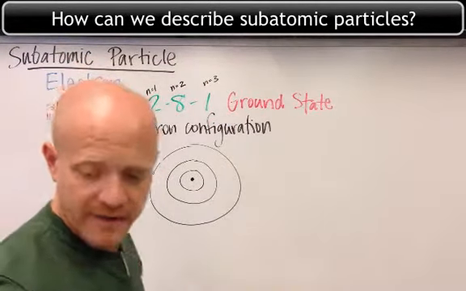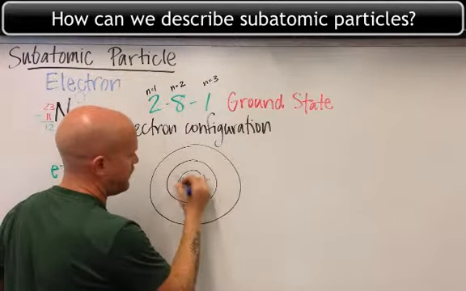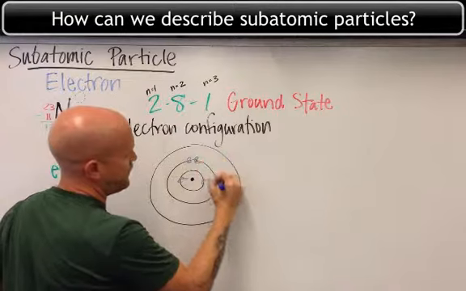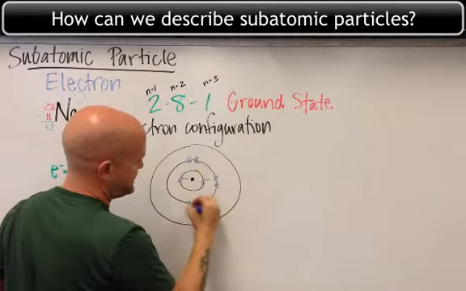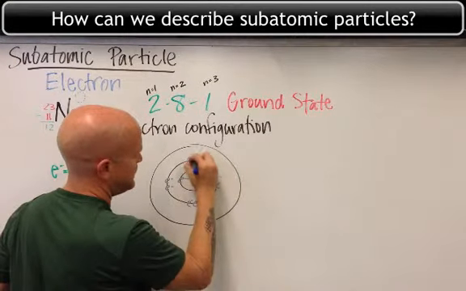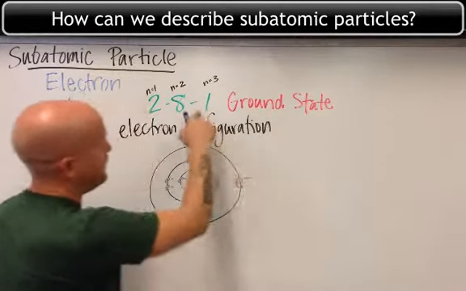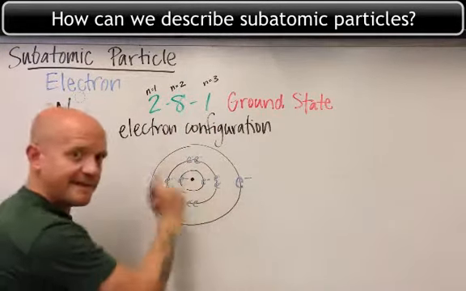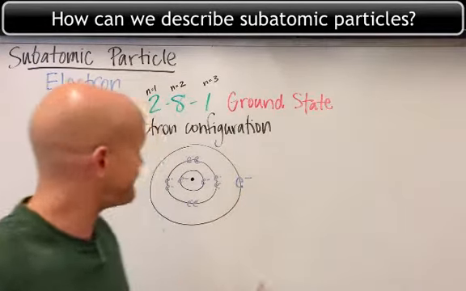So I'm going to go ahead and draw the electrons where they belong. We have an electron here, 1 here, 1, 2, 3, 4, 5, 6, 7, 8, put little dashes. And we have 1 electron in the outer orbital. 2, 8, 1. This is considered the ground state.